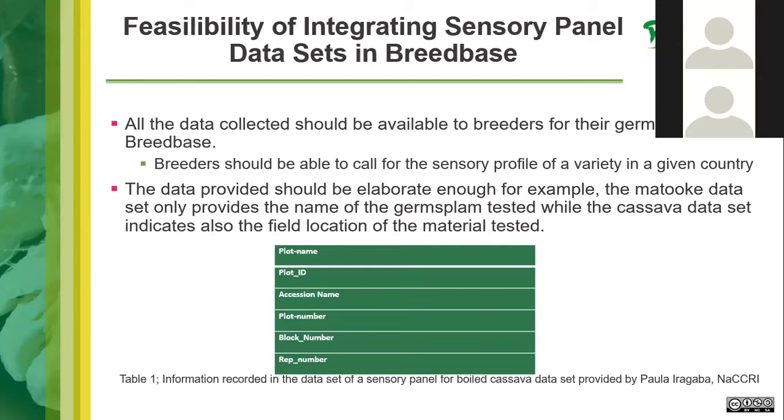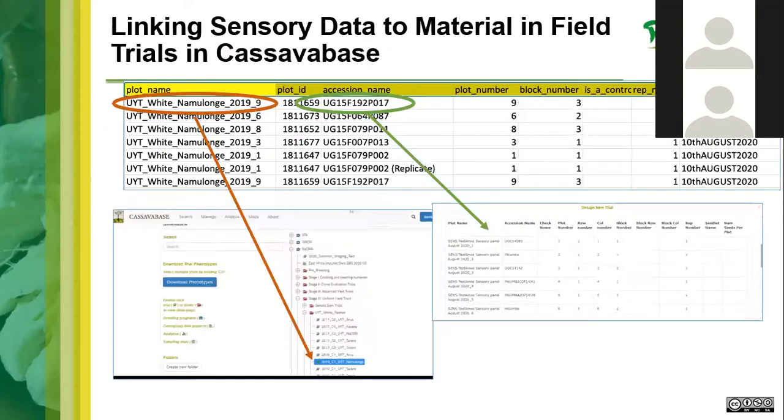For example, for cassava, we had all the important data captured. For example, the accession name, plot number, block number, all this was captured. But in the Matoke data, it was missing, and it is important that the data set provides all the needed information, like the field location of the material tested. So this is what we are trying to communicate in this slide.